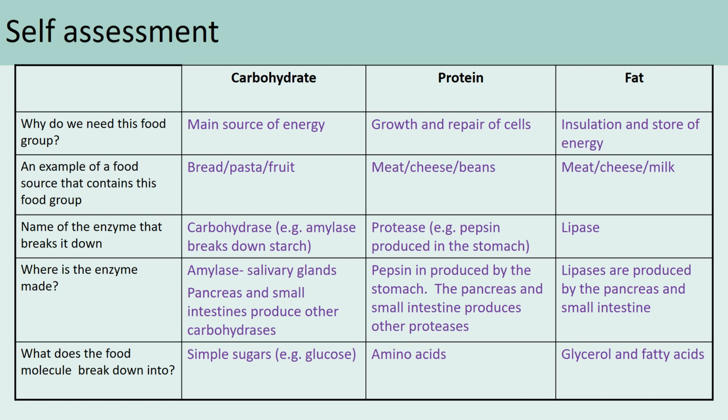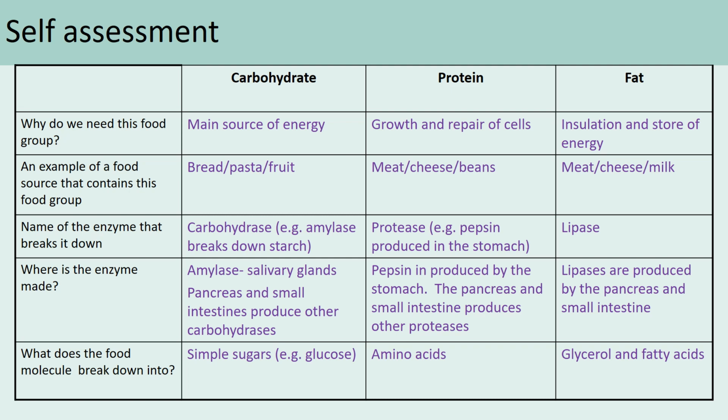Right, next up is protein. Why do we need it? For growth and repair. Where do we get it from? Meat, cheese, beans, which are the legumes, eggs, fish, anything like that. What's the enzyme that breaks it down? It's protease. And an example we need to be familiar with is pepsin. Where are they produced? They're produced in the stomach, the pancreas, and small intestines. And what is it broken down into? Amino acids.